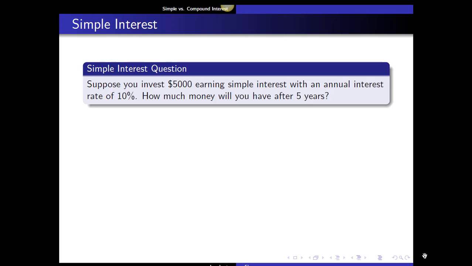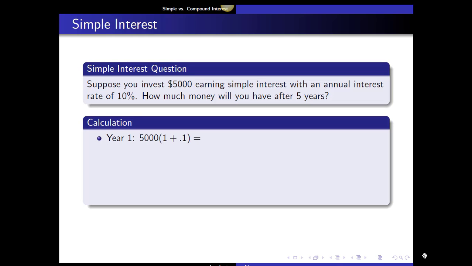So we're going to begin with a simple interest question, and suppose you invest $5,000 earning simple interest with an annual interest rate of 10%. How much money will you have after 5 years? So basically our $5,000 is earning 10% every year regardless of what year that is. So the way we can always find that answer is take 5,000 times 1/10.